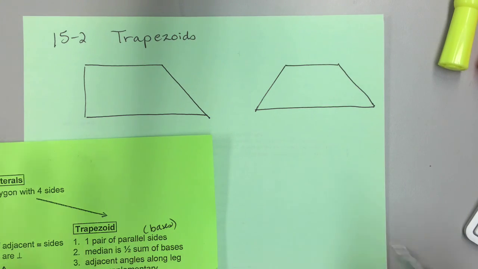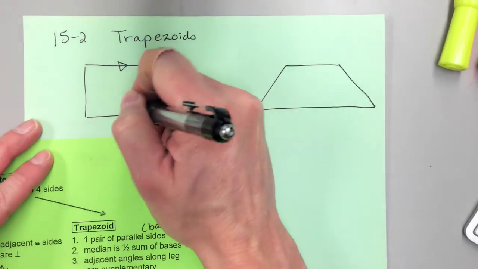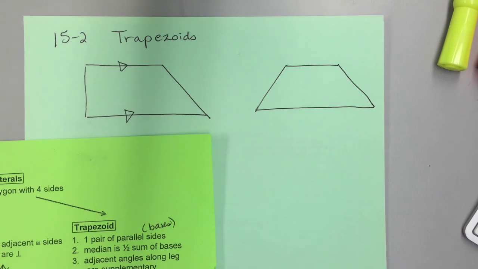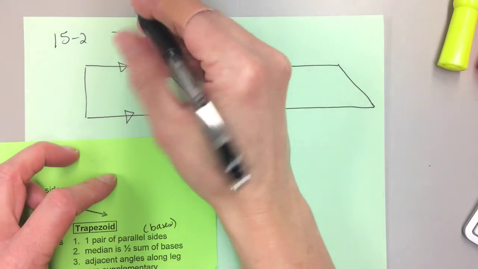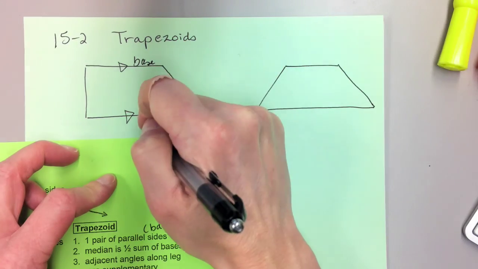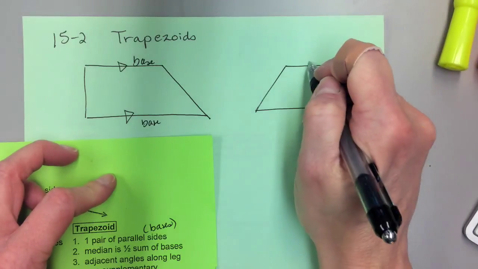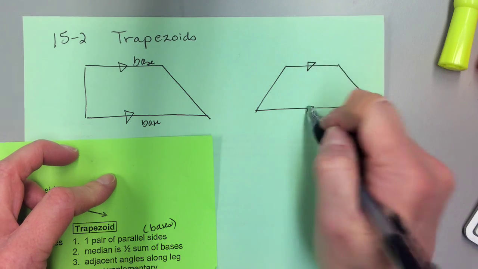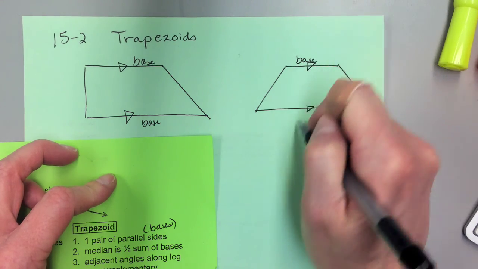But in this first trapezoid, I'm going to label the bases with the parallels. Now, admittedly, in your assignment, the parallels are not going to be put on there. But if it looks parallel, it's going to be parallel. So those are what we call the bases. So I'm going to label each one as a base. On this other trapezoid, these two are each going to be a base.